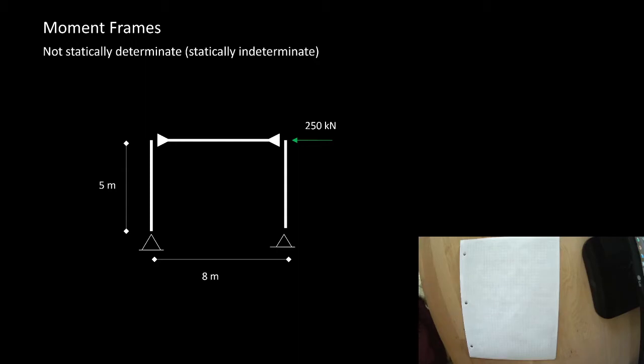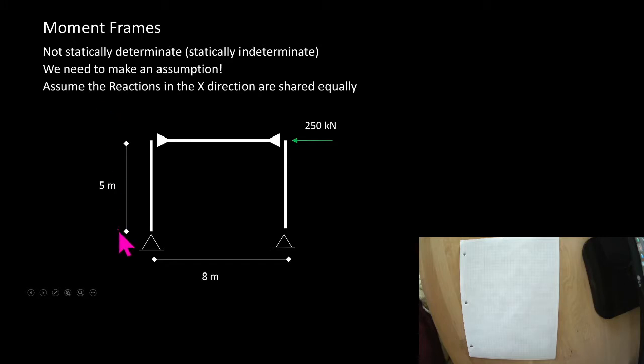So what if, because this is statically indeterminate, we need to make an assumption? What if we assume that this reaction and this reaction in the X direction are going to be equal? We don't know what that value is, but they'll share the load out in some way. Now, I am going to show you after we do these calculations when that is true and when it isn't. So right now we're going to start with that assumption and go through trying to solve this moment frame for our reactions and then also our internal forces in the system.